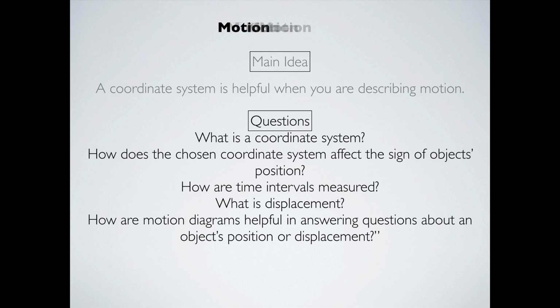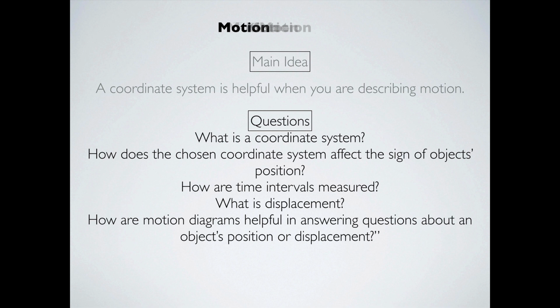What is a coordinate system? How does the chosen coordinate system affect the sign of object's position? How are time intervals measured? What is displacement, and how are motion diagrams helpful in answering questions about an object's position or displacement? So at this point you might want to pause it and have these main questions written down so you'll know what we're discussing as we move along.